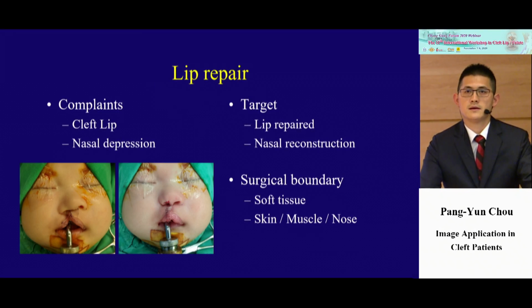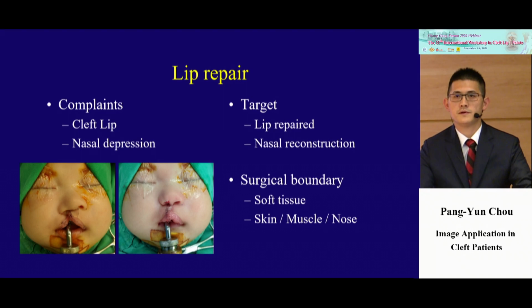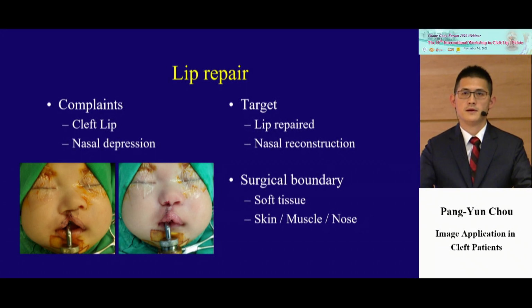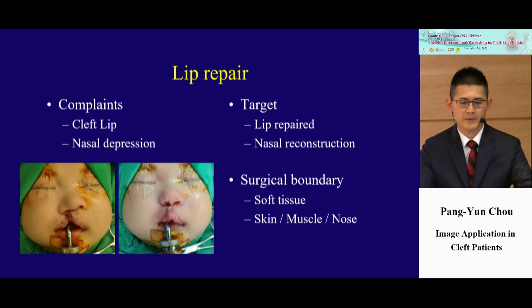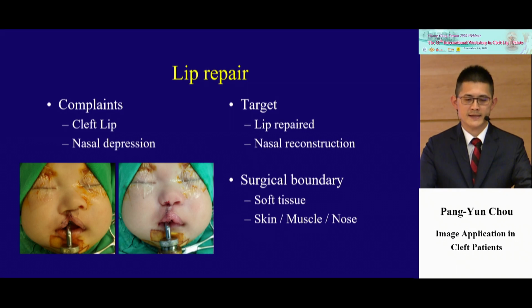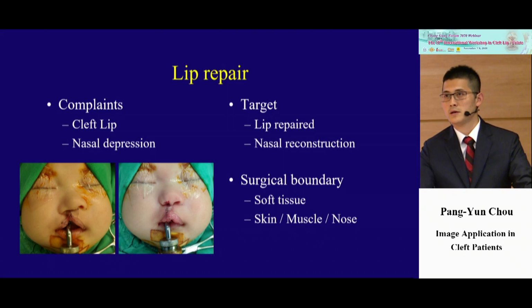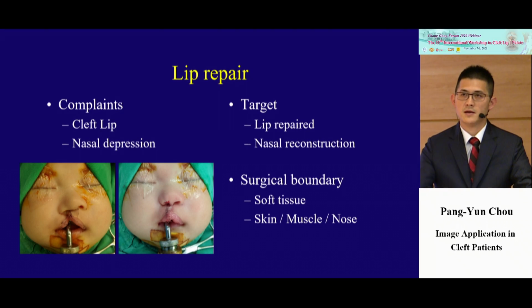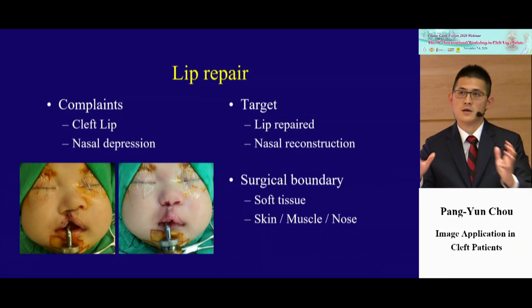First, lip repair is the first surgical treatment for cleft lip babies. The complaint always comes from the parents. I think all parents want their babies' cleft lip to have a very wonderful repair, and maybe the depressed nose can be corrected at the first time with primary rhinoplasty. So the target is the lip repair and the nose. In the first image, it should be a two-dimensional photo. We cannot look inside the bone to see the bone situation, so the surgical boundary is only focused on the soft tissue.